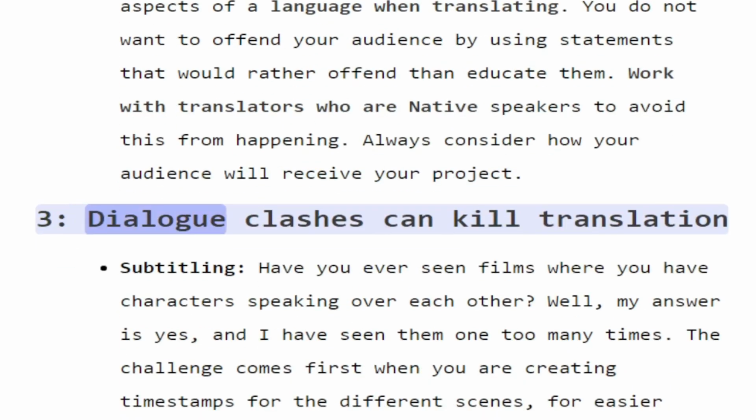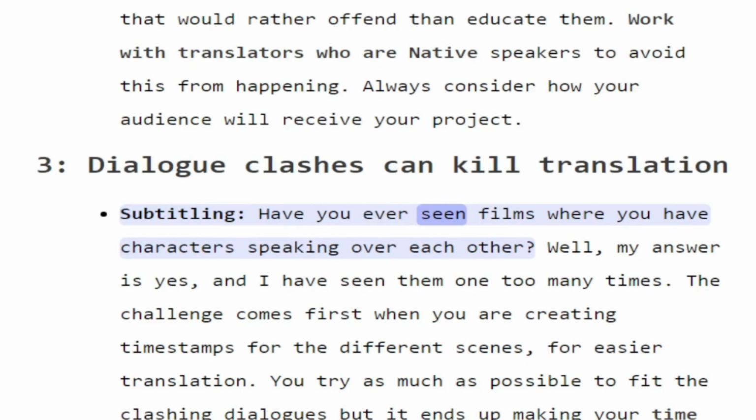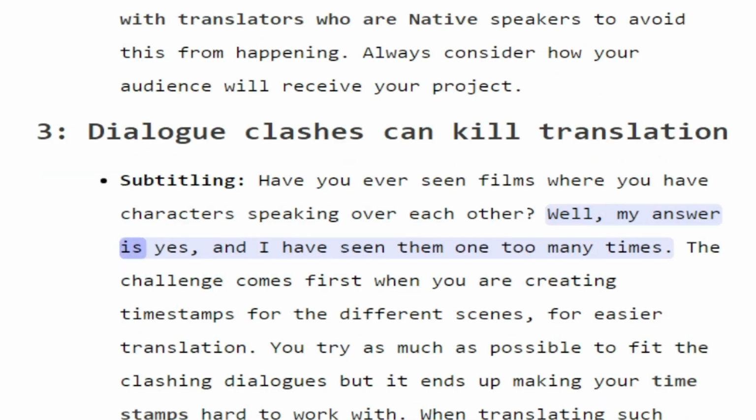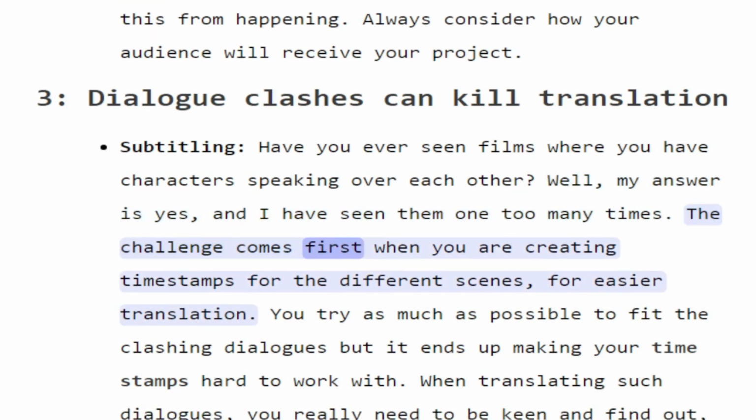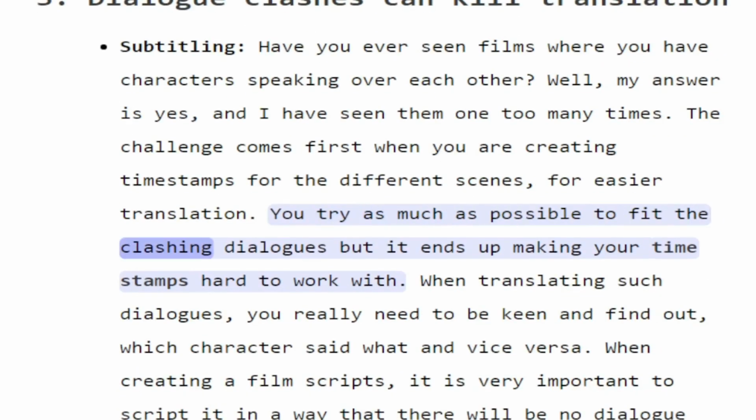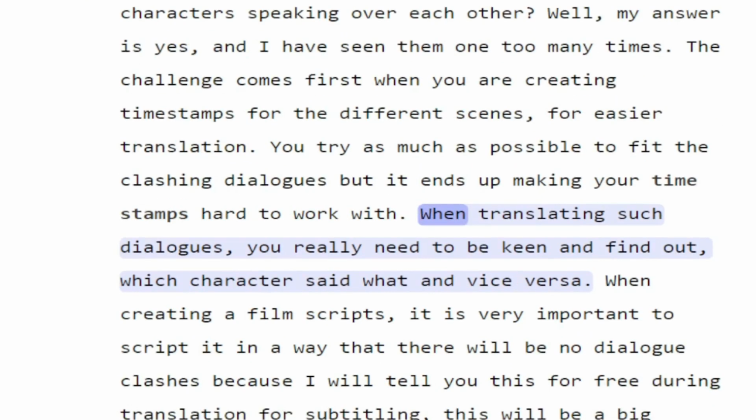3. Dialogue clashes can kill translation. Subtitling. Have you ever seen films where you have characters speaking over each other? Well, my answer is yes, and I have seen them one too many times. The challenge comes first when you are creating timestamps for the different scenes, for easier translation. You try as much as possible to fit the clashing dialogues, but it ends up making your timestamps hard to work with.